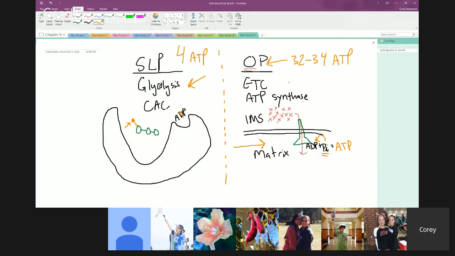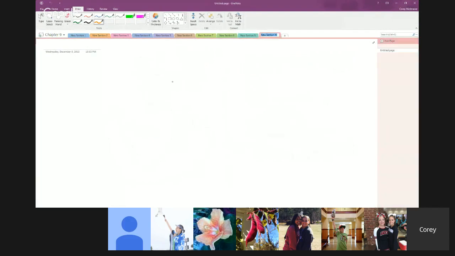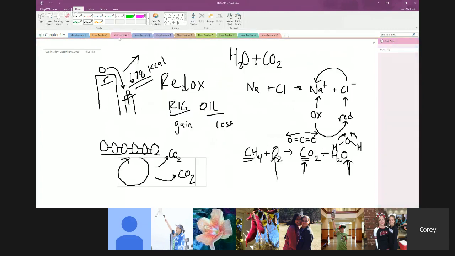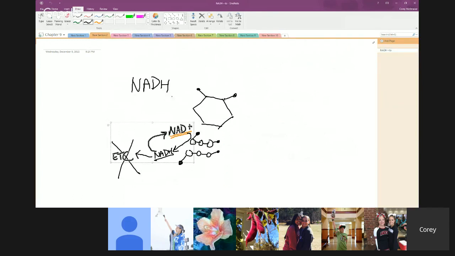Yeah, I mean, you need to know, I had a student ask how much you need to know about fermentation. I think I have drawn something. Yeah, so here's what I have drawn about fermentation.